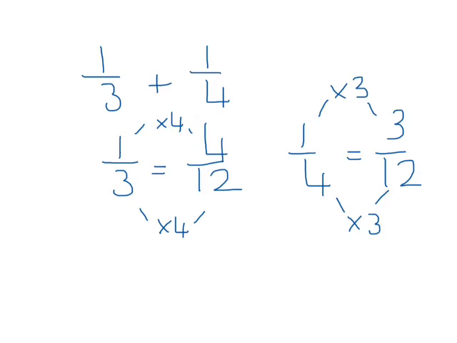Now it's easy to add them together, because all we do is we say 4/12 add on 3/12 equals 7/12. We can add them together because they have the same denominator. They're the same type of fraction. So 1/3 add on 1/4 is 7/12. Let's try another one.